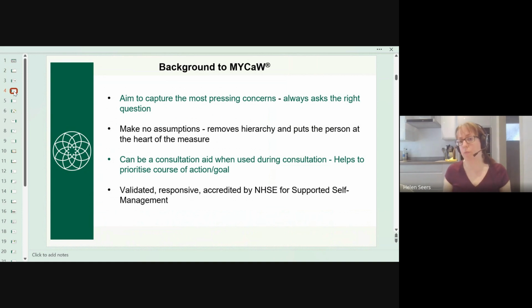And then if you pinpoint those two things that really are a problem for people, you can then allow them to prioritize actions and goals to help them move forwards. We've worked really hard with the tool to validate it against other health-related quality of life measures. We know the scale in the tool is responsive, which means it's sensitive to change. And in 2021, we accredited the tool with NHS England in the context of supported self-management.